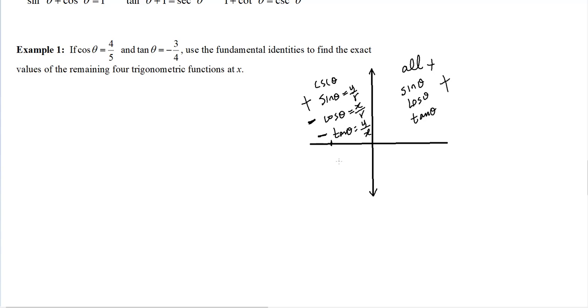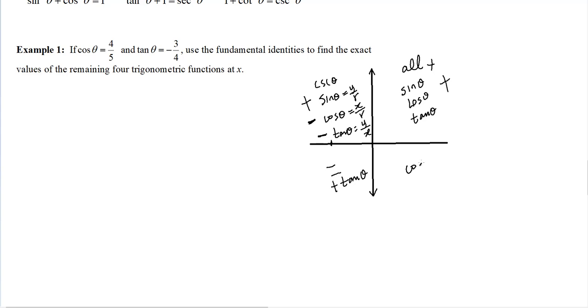Now, in quadrant 3, y and x are both negative. So that means the sine and cosine will be negative. And what will remain positive will be tangent, because y and x are the same sign. So negative divided by negative, tangent will be positive. And that means the others will be negative.